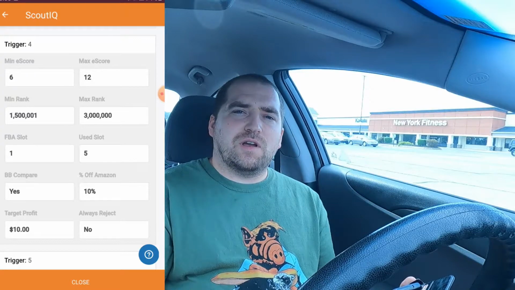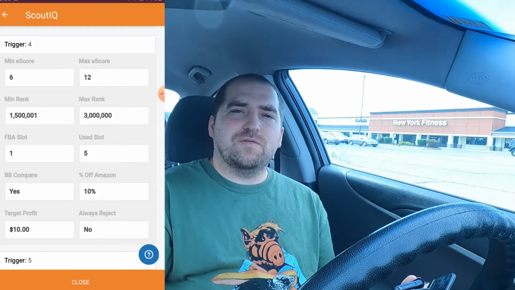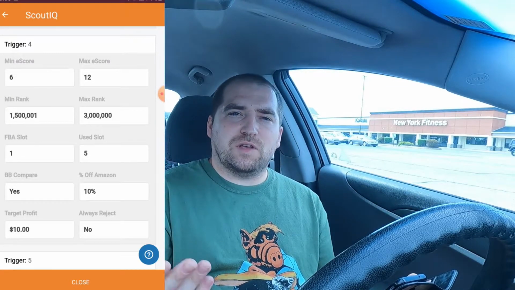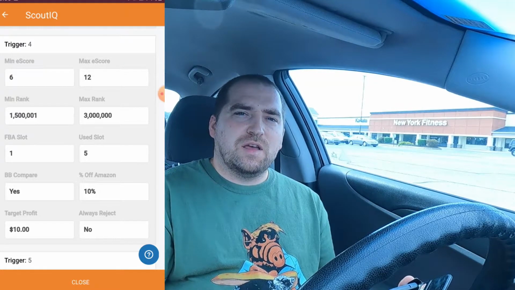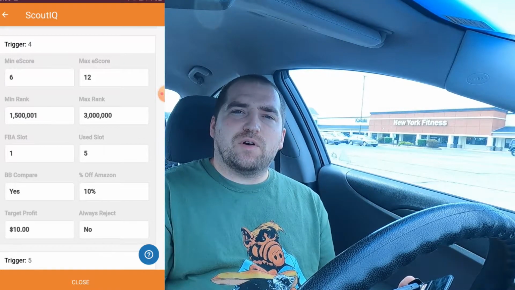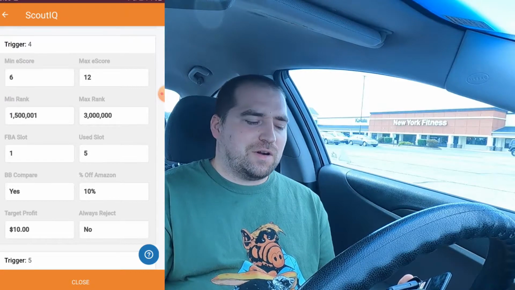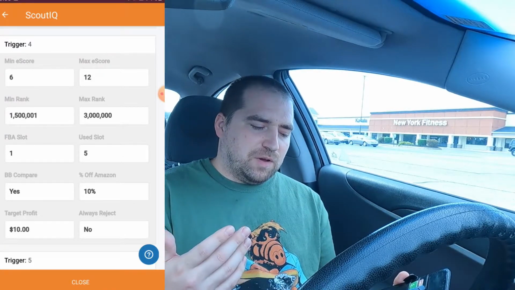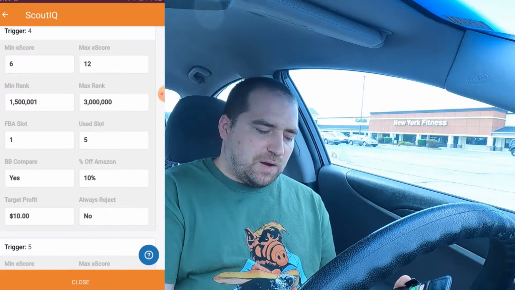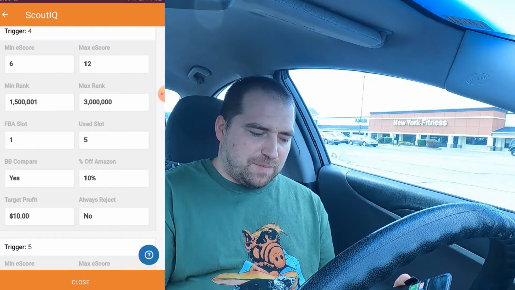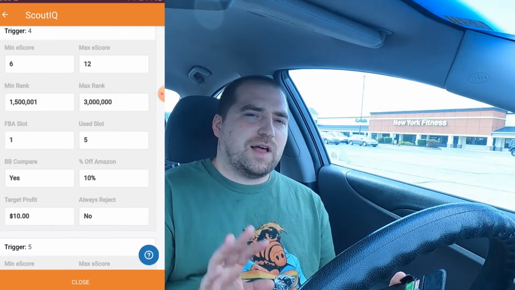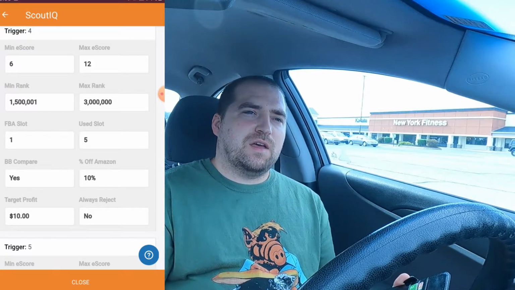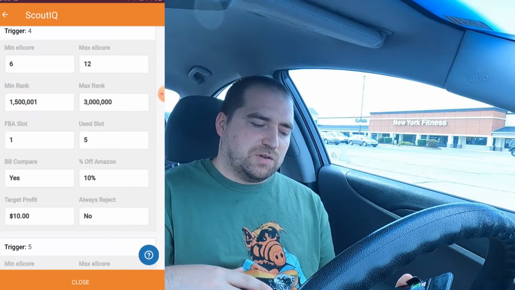Now, it's a different story if you're at your inventory limit, which most smaller single operation booksellers aren't, then you might not want to take a higher ranked book because you're maxed out on your inventory. But starting out, don't be scared of the higher ranked books. 1.5 to 3 million rank, FBA slot 1, same thing, 10% off Amazon. We do go off the U slot 5 here, so that's the 5th highest offer on Merchant Fulfilled.